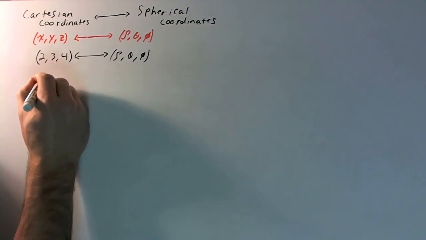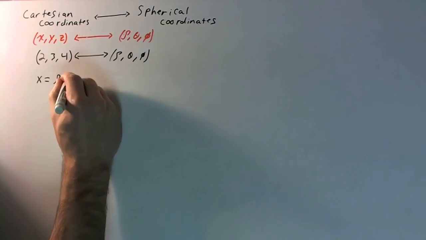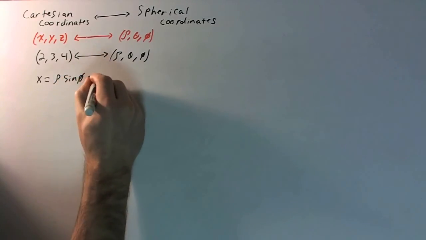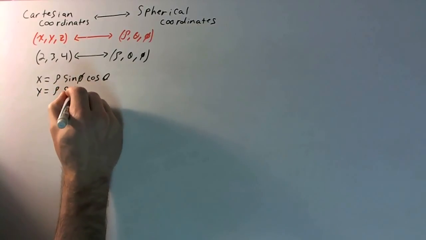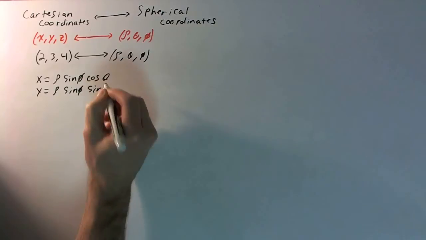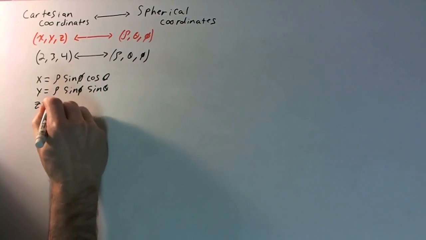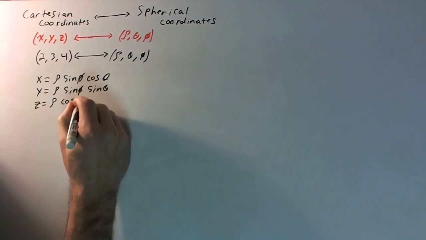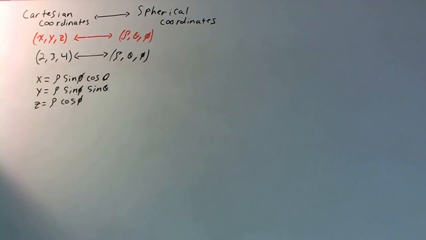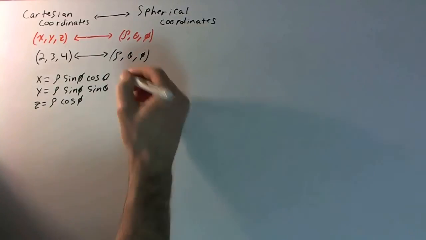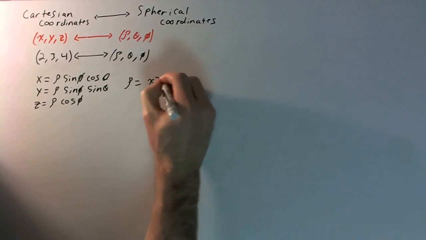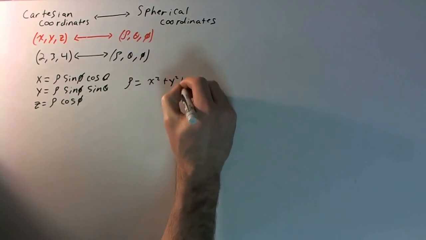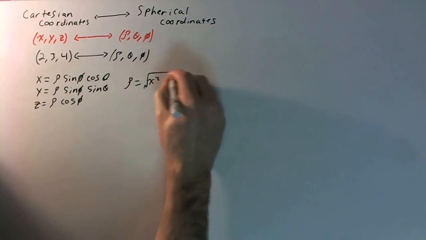So we know that x is going to be equal to rho sine phi cosine theta. Y is equal to rho sine phi sine theta. And z is going to be equal to rho cosine phi. Right? And also, rho itself is going to be equal to the square root of x squared plus y squared plus z squared.